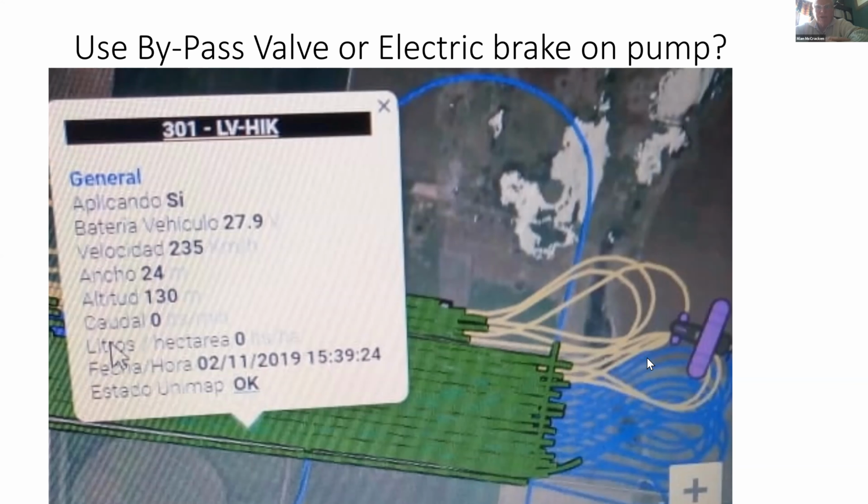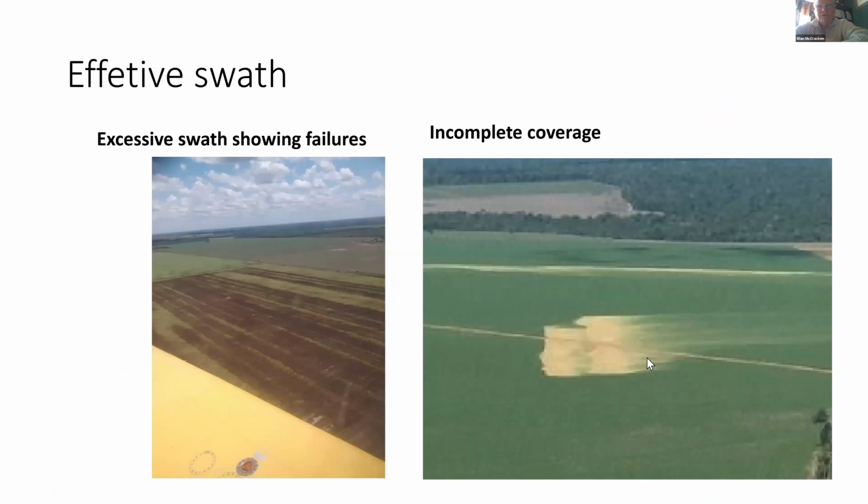So here's a basic issue, and the same problem when he's re-entering the field. He switches, releases the brake. It takes a second for the pressure to build up, and in that second with a turbine aircraft, he's doing 160, 180 feet. So there's going to be a gap. Excessive swath width where a desiccant was applied.